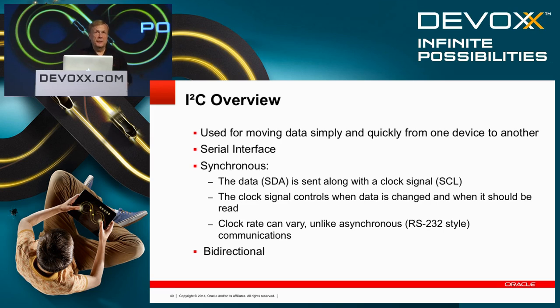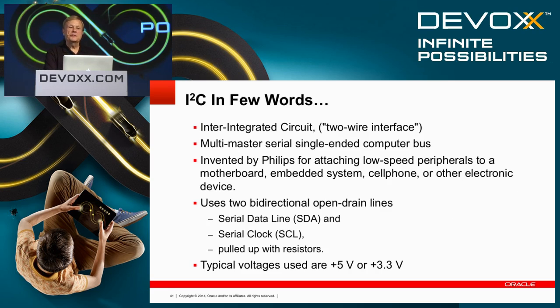What synchronous means is that there's usually a clock cycle that happens, and with each clock pulse, some data is sent. And so both sides are using the same speed, and they're using the same clock pulse. So we've got a data SDA line, and we saw the SDA on the pins, and that data is sent along with the clock signal, which happens on the SCL line. The clock signal controls when the data is changed and should be read, and it's bidirectional. I²C means inter-integrated circuit. It's also called two-wire interface because there are only 2 wires, and it was invented by Philips.